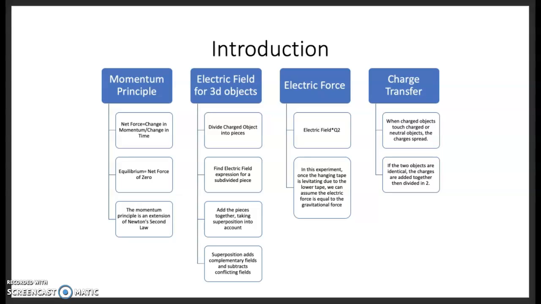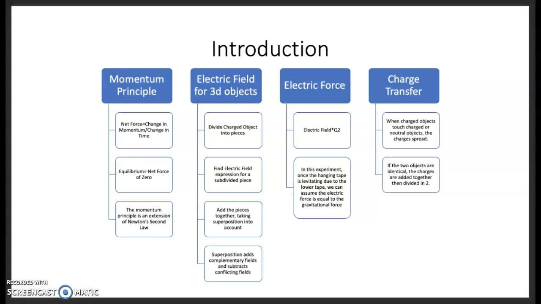We also need to know how to calculate the electric field for a three-dimensional object. First step is to divide the object into pieces. The second step is to find an electric field expression for each subdivided piece. The third step is to add the pieces' electric fields together, taking superposition into account. Superposition adds complementary fields and subtracts conflicting fields. This is why our net electric force will be upwards and not to the left or to the right.